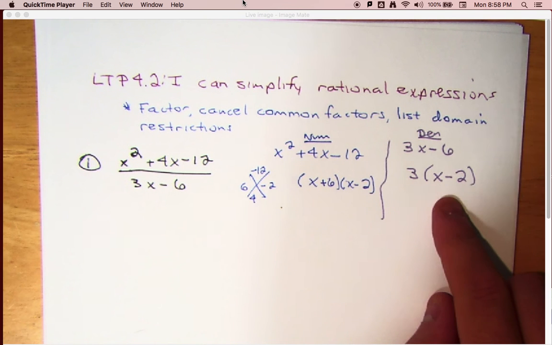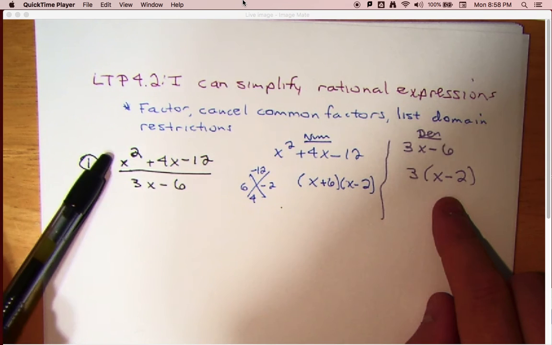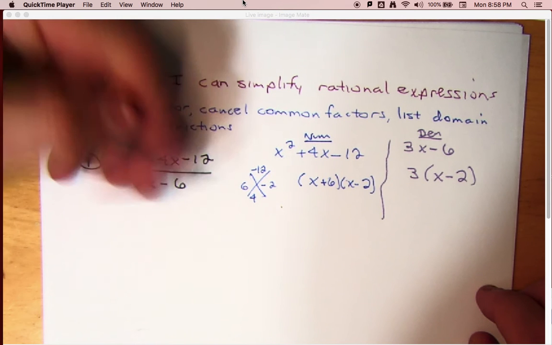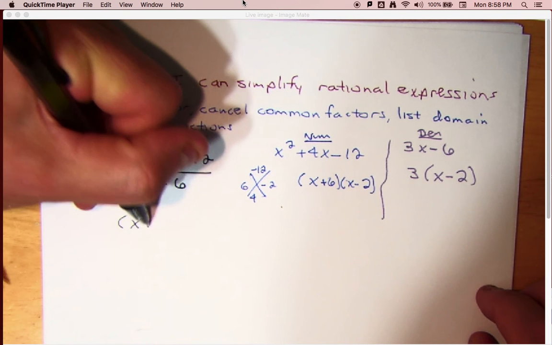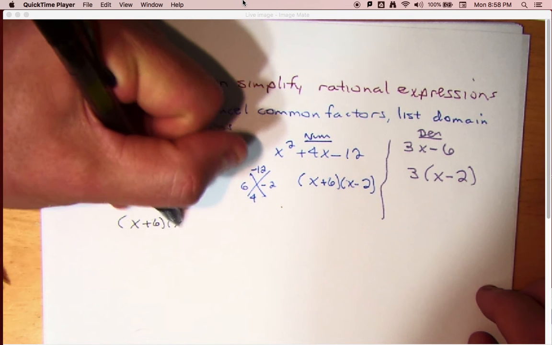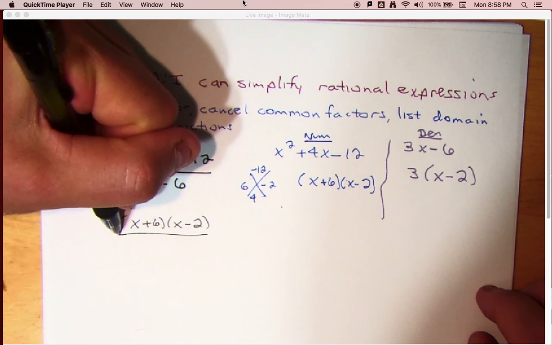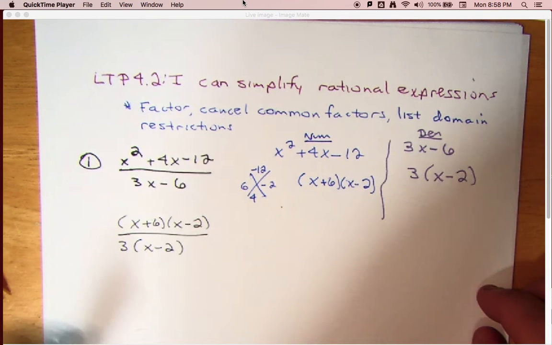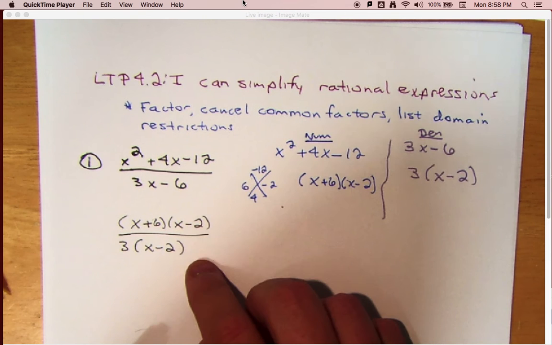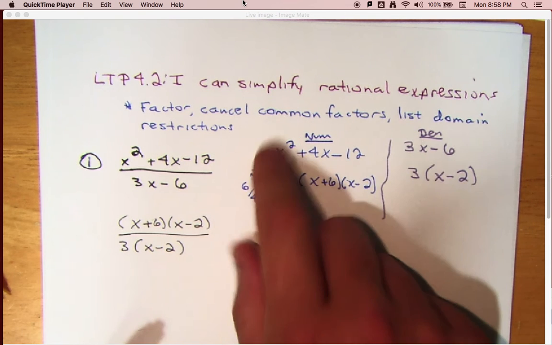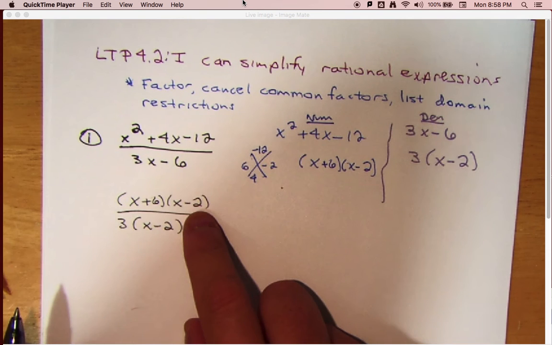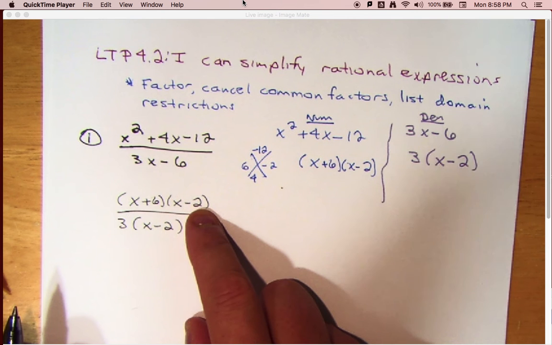So what I want to do now is just kind of rewrite that. So instead of writing it in this form, I'm going to write it in its factored form. So we have x plus 6, x minus 2 over 3, x minus 2. Okay? So that's our factoring. Just jumped into factoring right there. Next thing we want to do is we want to cancel our common factors. So you got to look for things inside the parentheses that are common. And so this one right here is your x minus 2.